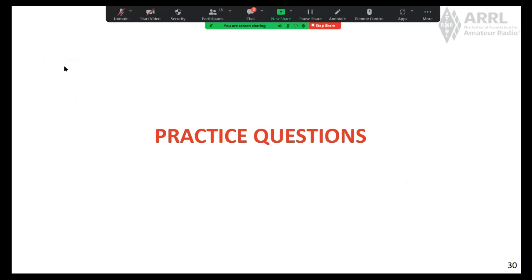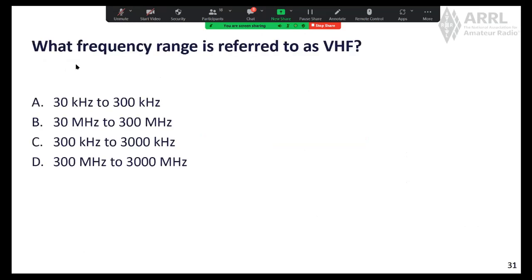Practice question. What frequency range is referenced as very high frequency or VHF? That would be 30 to 300 megahertz. It would be B. Oh, it says, yeah, that's correct.